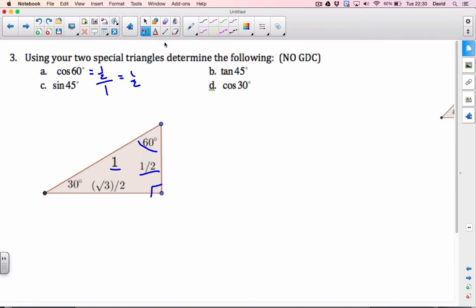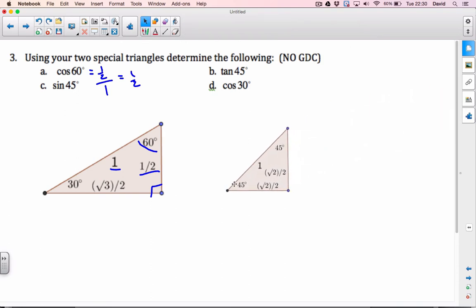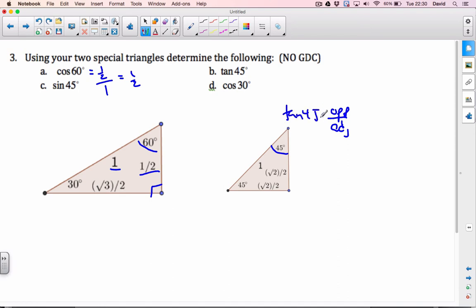If I look at tangent of 45, I'm going to grab my 45-degree triangle. If I choose one of the angles to be 45, tangent, we remember, is opposite over adjacent. Well, the opposite of 45 is equal to root 2 over 2. The adjacent is also equal to root 2 over 2. Together that equals 1. So tangent 45 is 1.